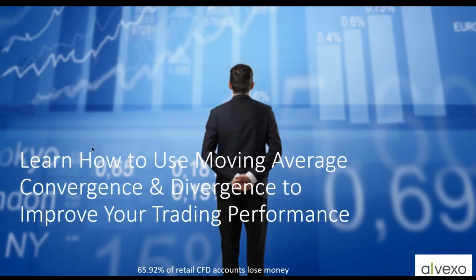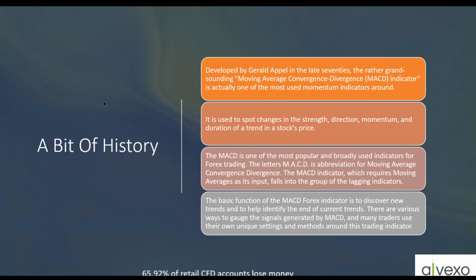Now, tonight we're going to talk about one of my favorite indicators, moving average convergence and divergence. Or for short, MACD. Now, MACD was developed in the 70s by Gerald Appel.